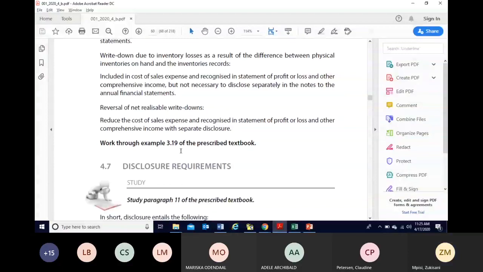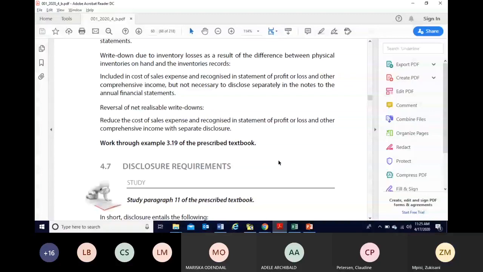reversed. So let's say we initially thought that the stock was lost or stolen, but later realized after the accounting has been done that actually that inventory has not been lost or stolen. So now we have to reverse the net realizable write-downs. So we have to reduce the cost of sales expense that we recognized in an earlier year in the statement of profit or loss and other comprehensive income.